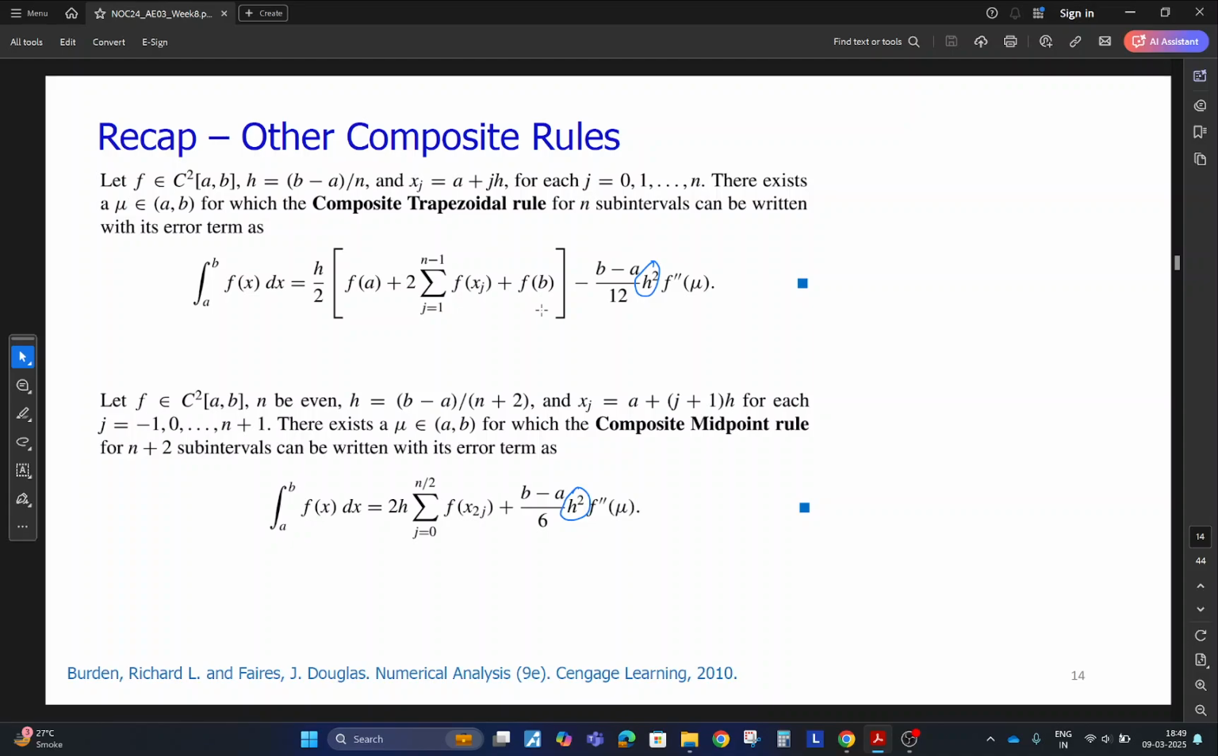Then there exists a quantity mu belonging to the open interval (a, b), for which the composite midpoint rule for n plus 2 subintervals can be written with its error term as integral from a to b of f(x) dx equals twice h times the summation from j equals 0 to n by 2 of f(x2j) plus the error term, (b minus a) by 6 times h squared times the second derivative of f evaluated at mu.